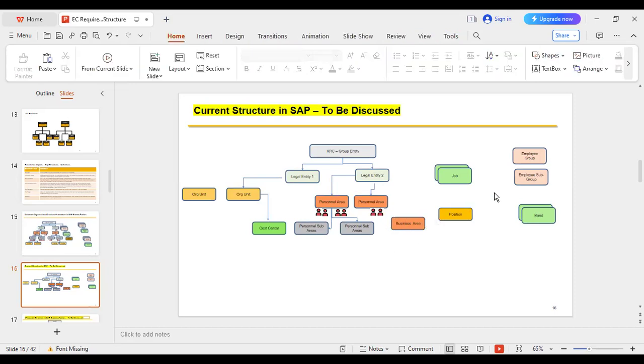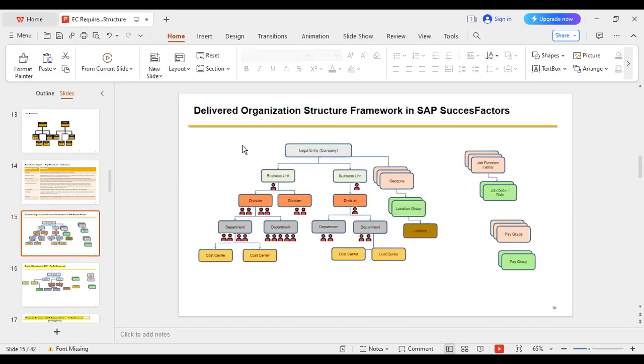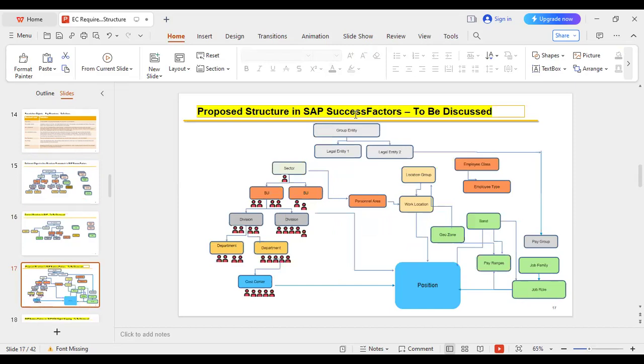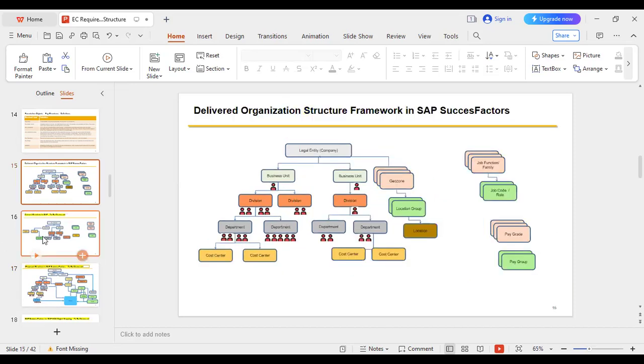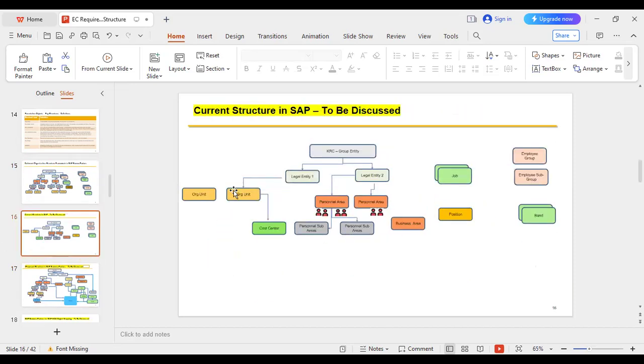Okay, so we need to ask them each and every question so we can make our system in this way, because we need to deliver the org structure to any of the clients in this way only. Okay, next we propose the structure. So the company gives you this, the current structure in the SAP HCM.